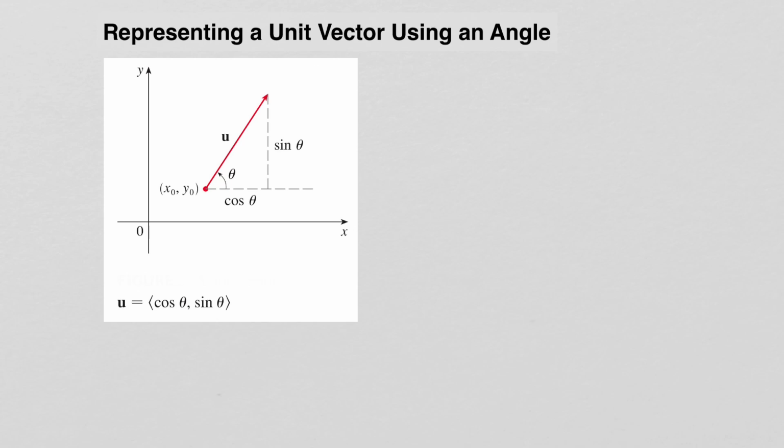Let's briefly talk about how to represent a unit vector by only using an angle. Now, when I say an angle, I'm referring to an angle from the positive x-axis rotating counterclockwise. We know that if the vector u has a length of 1 unit, the x-coordinate or first coordinate of that vector will be the cosine of theta, and the y-coordinate will be the sine of theta. So a unit vector that points in the direction of theta can be represented by cosine theta, sine theta.